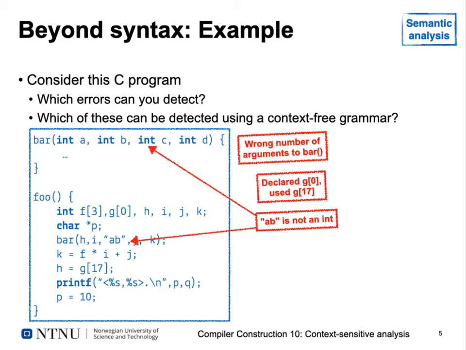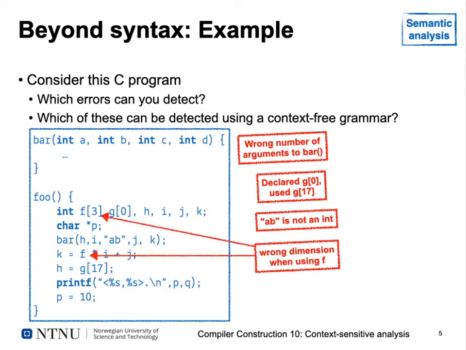So a string is passed as a pointer to the start of the string, like it's common for character arrays in C. So it means we would try to pass a character pointer here, but our function b would actually expect an integer. So that doesn't really work. So ab, this string, is not an integer.